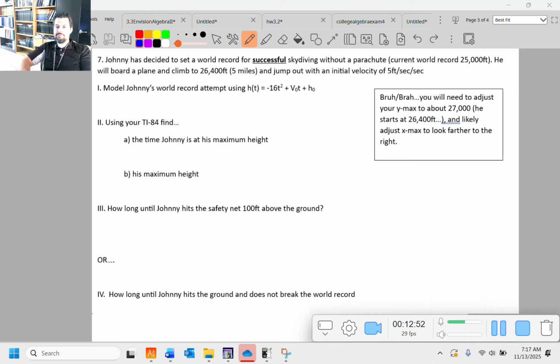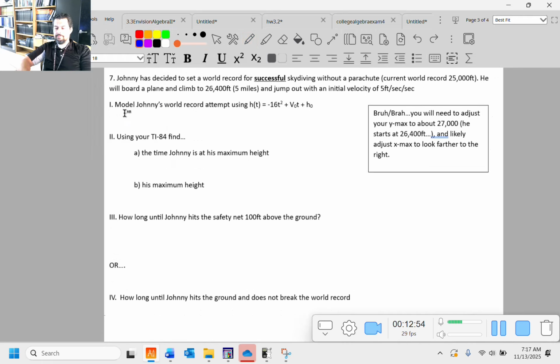You know, I had kids miss part 1. I did. What happened was they'd put some wrong numbers in here. Now, the initial velocity is 5 feet per second, so plus 5t. But they would put the 5 miles right here. You don't mix units in math. You either have to be everything in miles or everything in feet.